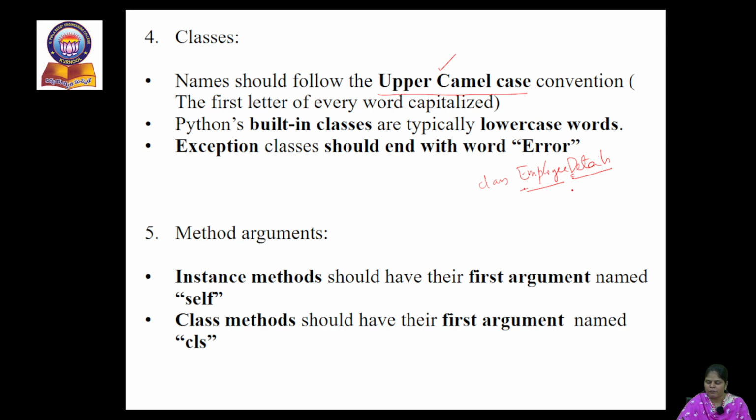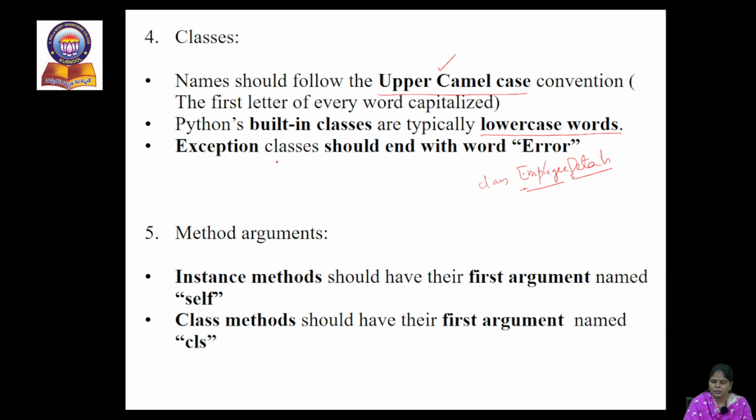So if we have n number of words, the first letter of each word should be capital case. That we call upper camel case. Python built-in classes are typically what? Lowercase words. So if we have built-in classes in Python, they will be lowercase words only.